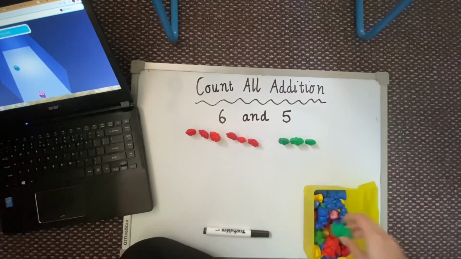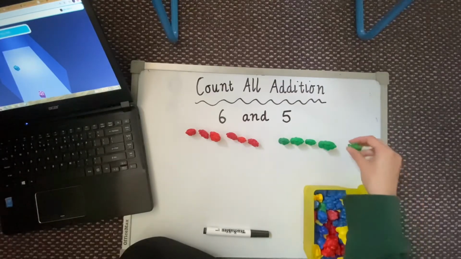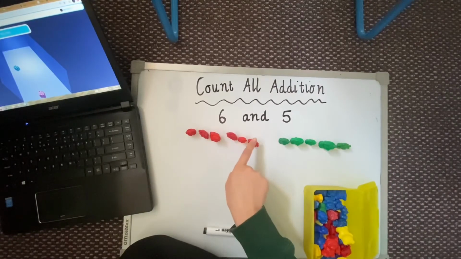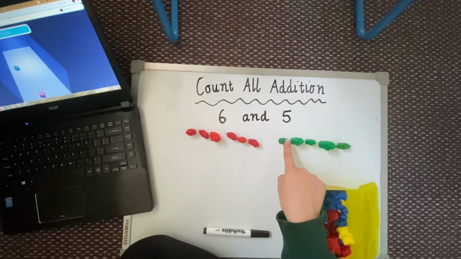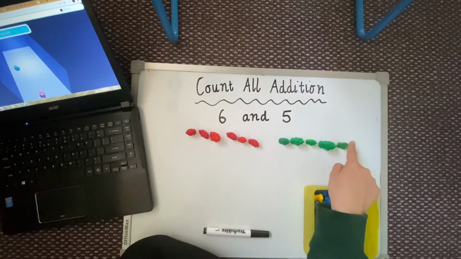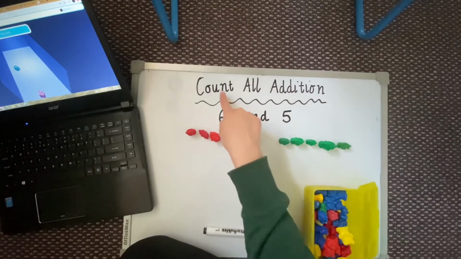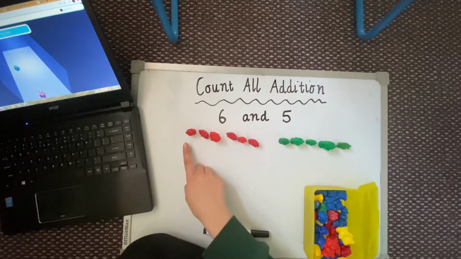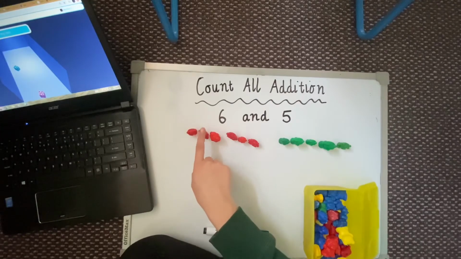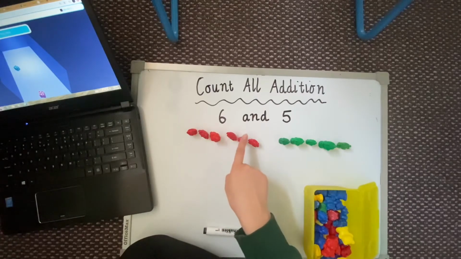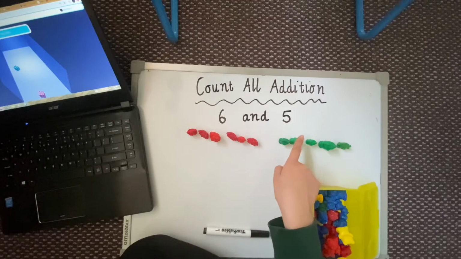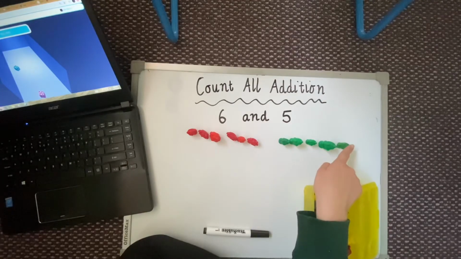You can use the same colour if you want. 3, 4, 5. Okay, so I've got my 6. 1, 2, 3, 4, 5, 6. I've got my 5. 1, 2, 3, 4, 5. And now I'm going to use count all to figure out how many I've got all together. Let's start over here and start counting from 1. 1, 2, 3, 4, 5, 6. And I keep going. 7, 8, 9, 10, 11.